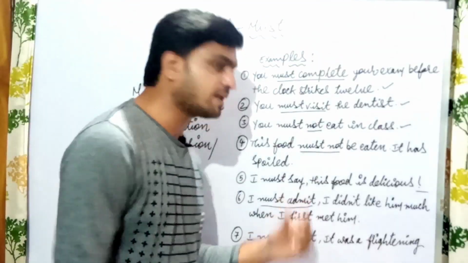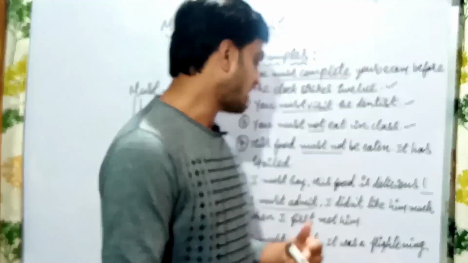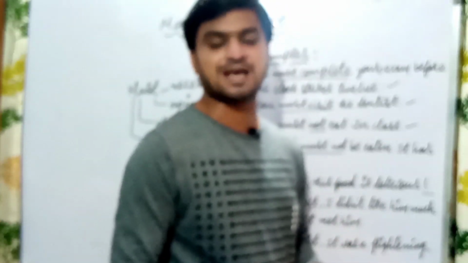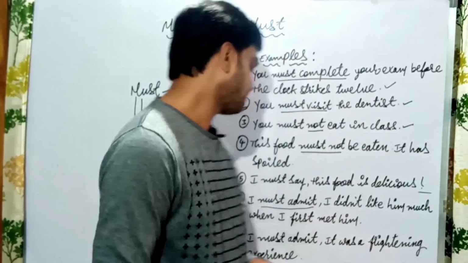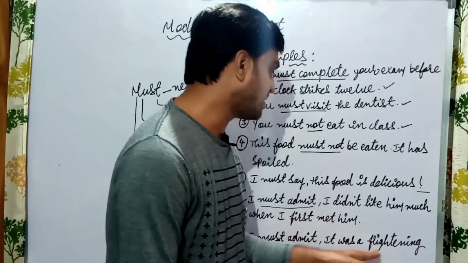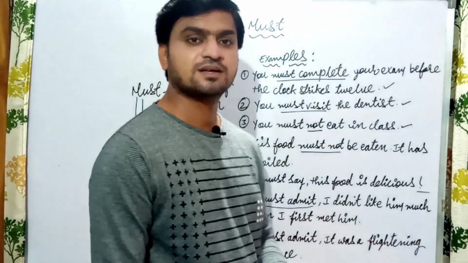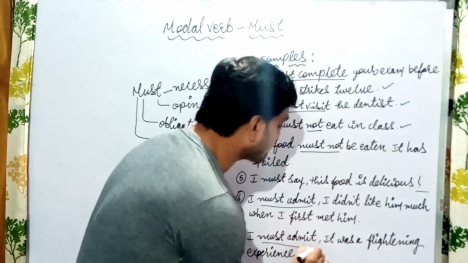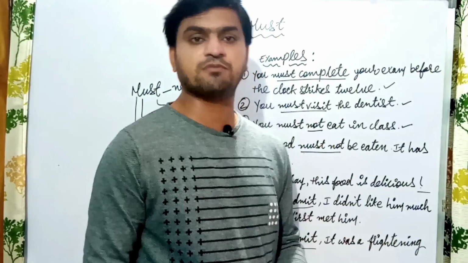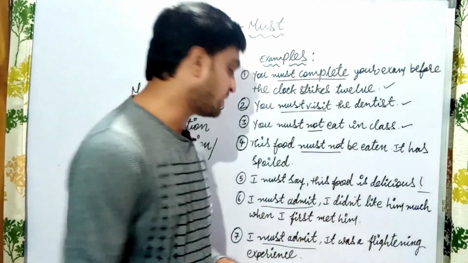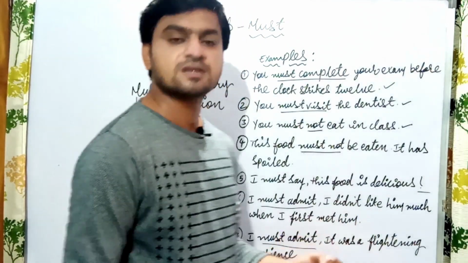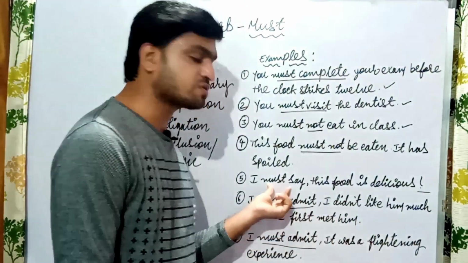So must admit is used for what? Surprise. And must say is used for what? Beyond your expectations. If it happens, we will use must say. If you see one more example here, I must admit it was a frightening experience. Frightening experience means what? I used must admit again. So it is also surprise. You never thought that it would become so frightening. So that's why must admit is used here. So must admit is used as what here? Surprise. Whereas must say is used for what? Beyond your expectations.